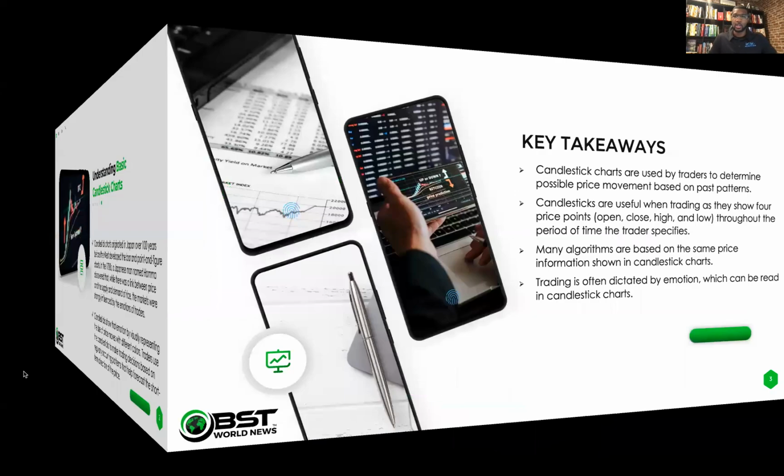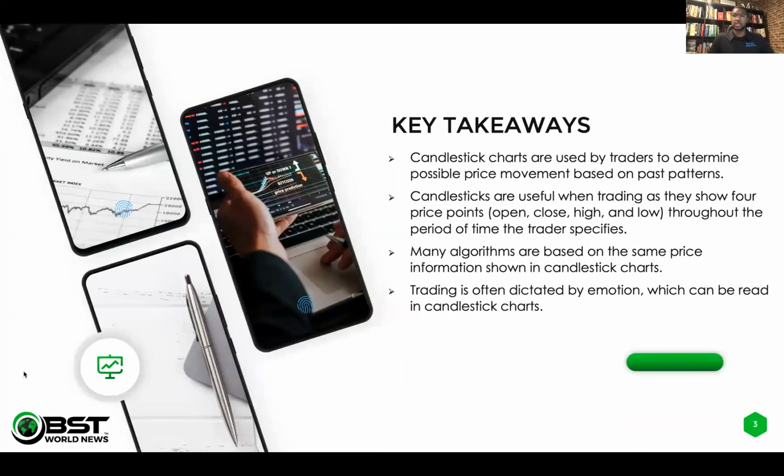All right, key takeaways. Candlestick charts are used by traders to determine possible price movement based on past patterns. Candlesticks are useful when trading as they show 4 price points: the open, close, high, and low throughout the period of time the trader specifies. Many algorithms are based on the same price information shown in candlestick charts. Trading is often dictated by emotion, which can be read in candlestick charts.